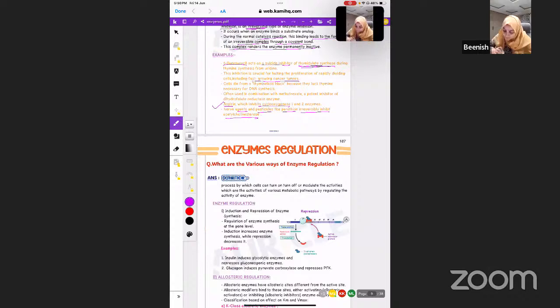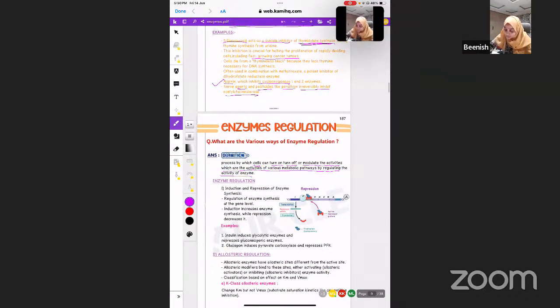So let's see what is the definition of enzyme regulation. It says it is the process by which cells can turn on or turn off or modulate the activities of various metabolic pathways by regulating the activity of enzyme. So if we take the example of enzyme regulation by controlling the quantity, that is brought about by induction and repression mechanism.